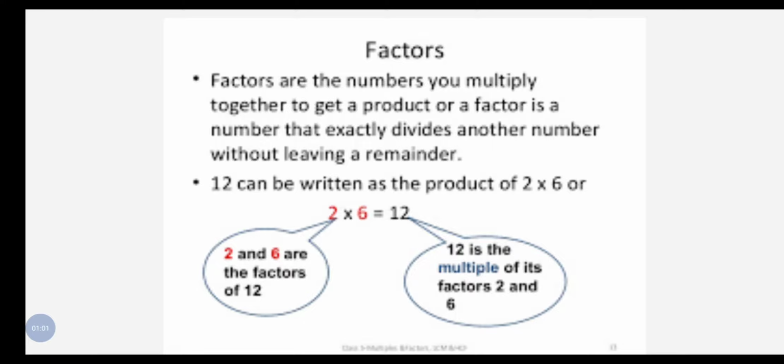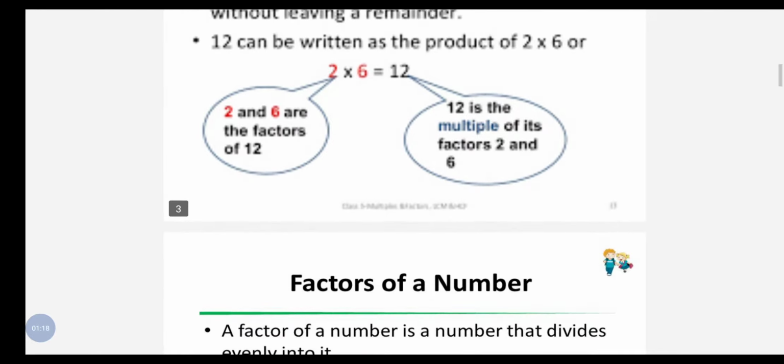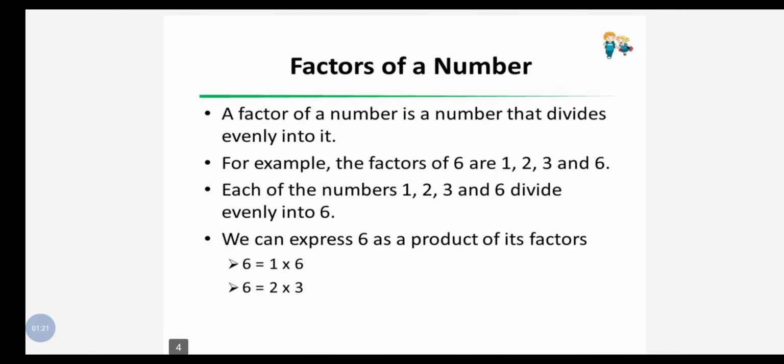Okay, so in another way we can say a factor is an exact divisor of the number. Means a factor is the number that exactly divides another number without leaving a remainder. Now factors of a number have certain features. A factor of a number is the number that divides evenly into it, which means an exact divisor.